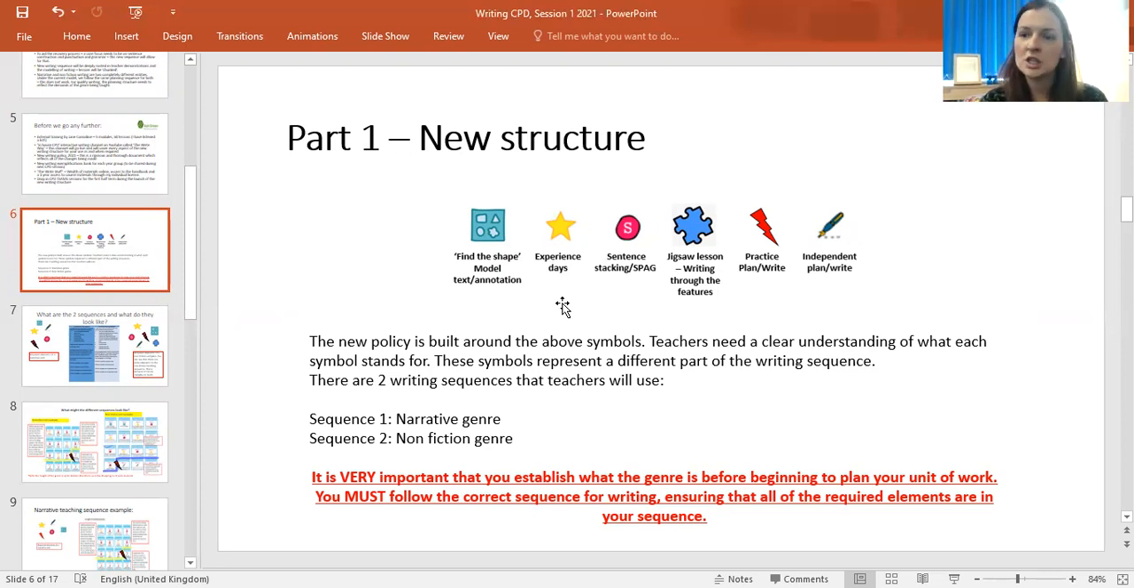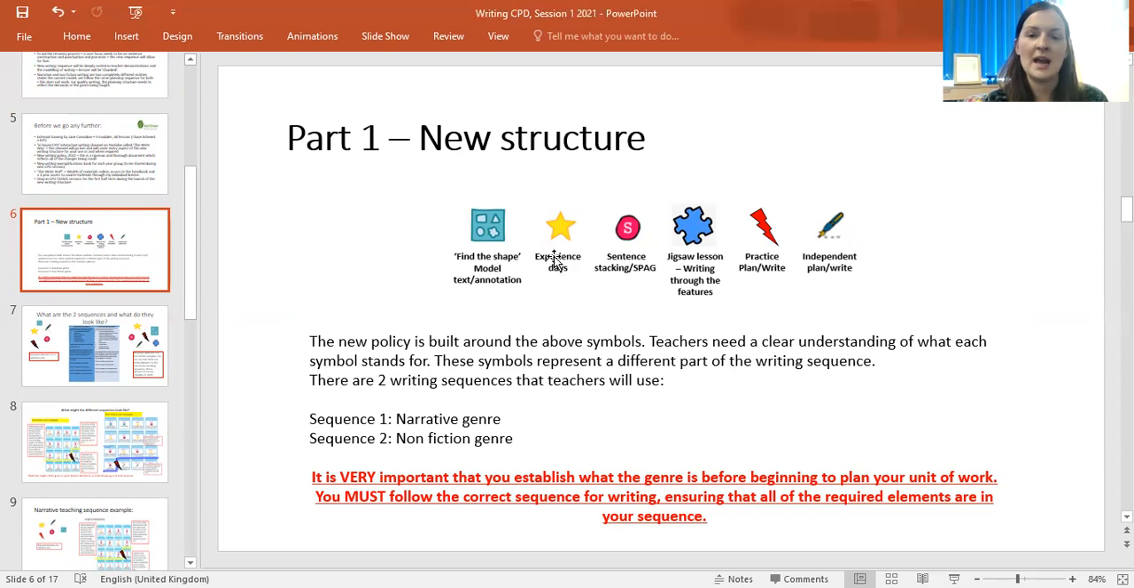So the opportunities for drama, for speaking and listening, for hot sitting, for role playing, these experience days allow children the opportunity to gather the required knowledge and vocabulary that they need to progress forward in that sequence. So as I've previously mentioned, if I was asking children to write a non-chronological report all about mammals, if children didn't have the knowledge of mammals, they wouldn't be able to carry on with that sequence.